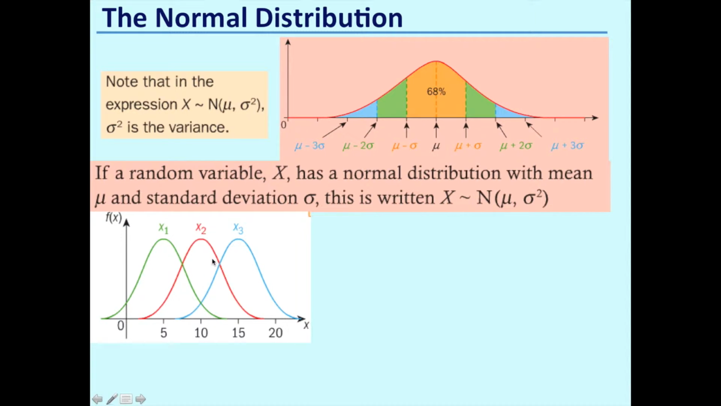There are a family of curves of the normal distribution. So, I mean, there are lots of different places that this could be. But we can see that as the mean changes, the shape of the curve doesn't actually change. So as the mean increases from 5, 10 to 15, all that happens is the curve is translated to the right. The spread doesn't change.